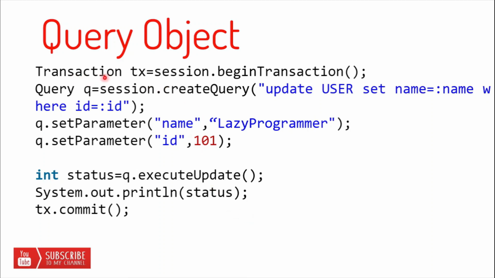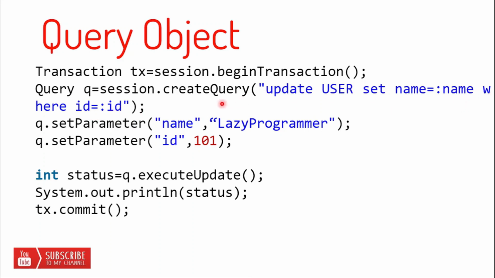So now we have the transaction, and using session.beginTransaction, we are starting a transaction. After that, we are creating an object of Query, and using the session object, session.createQuery, and providing the actual query in the form of a string here. We are updating the user table, setting name is equal to :name. This is the parameter, where id is equal to :id. So these two parameters are here.